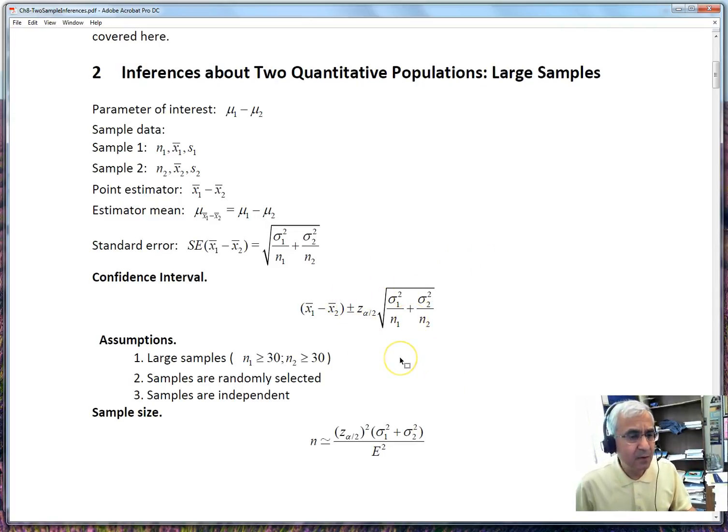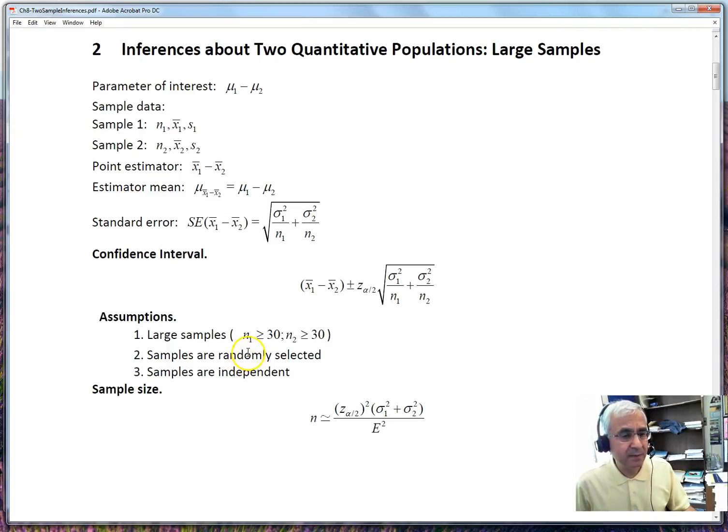And so for this formula to be valid, we need our sample sizes to be large. We need n1 and n2 to be both larger than 30. Our samples need to be random, and the samples need to be independent. It means no correlation between the two samples.